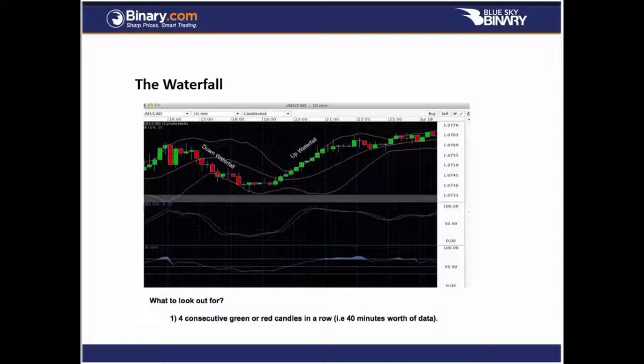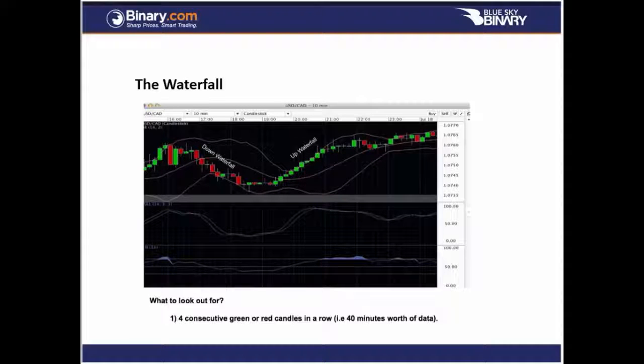The second strategy is the waterfall. Now, the waterfall is a strategy that is used in the trend as well. Basically what you're looking for is 4 consecutive green or red candles in a row. That's 40 minutes worth of data, because you could trade this in a 10-minute chart and also in an hourly chart. But let's say in a 10-minute chart, you are waiting for, let's say here, 1, 2, 3, 4 consecutive green candles, and you see the price is already moving in one direction.